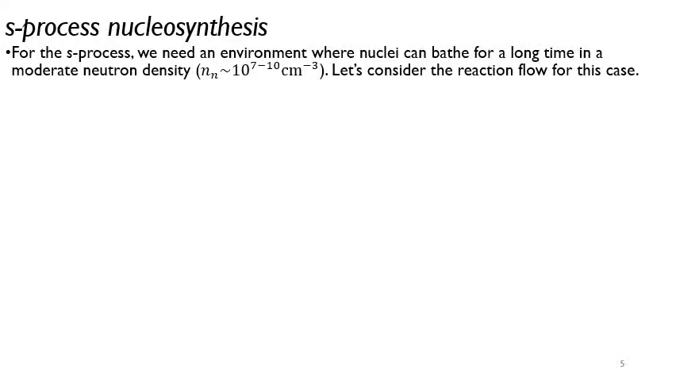So then let's consider the reaction flow. And this will help us understand the abundance pattern that we get a little bit better. So again, we have our neutron environment with a relatively high neutron density, 10 to the 8 neutrons per centimeter cubed. And we can imagine we have nuclei kind of bathing in this environment.